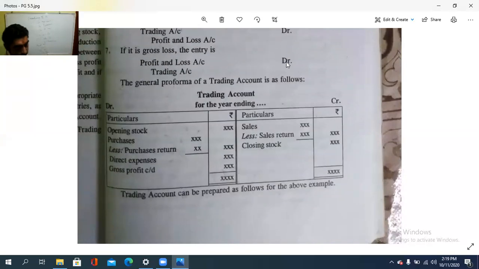See, opening stock, purchases less returns, direct expenses, then sales less returns, closing stock. Take the difference. If the credit side total is higher than the debit side, there will be a gross profit, and vice versa. If the debit side total is higher, it will be a gross loss on the credit side. This is the format for this one.